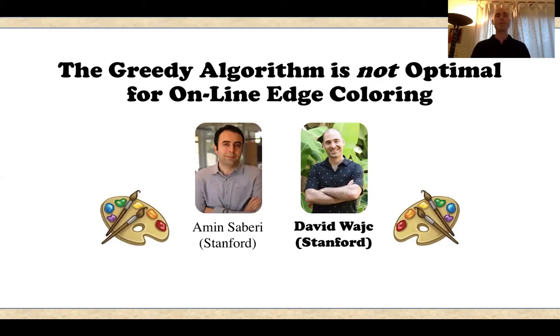Hi there, my name is David Wajc, and in this video, I'd like to tell you about my ICALP 21 paper, joint with Amin Saberi, titled "The Greedy Algorithm is Not Optimal for Online Edge Coloring."